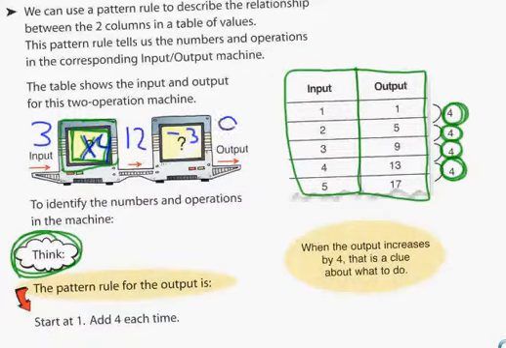So I checked the first input, it worked. I checked the second input, it worked. I even checked the third input, and it worked. So I now know that the operations and the numbers in my machine are times 4 and minus 3.